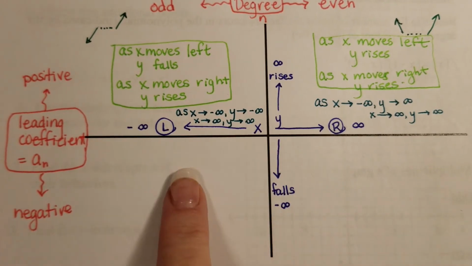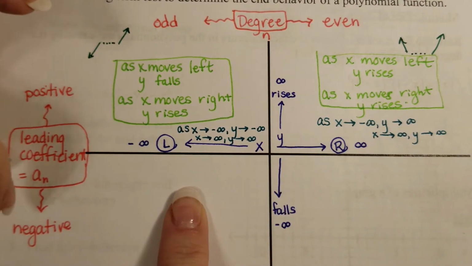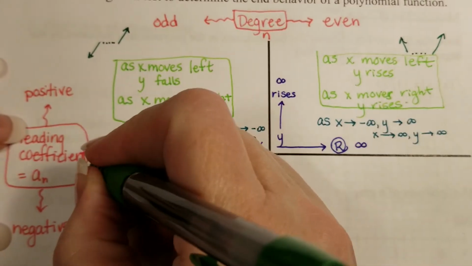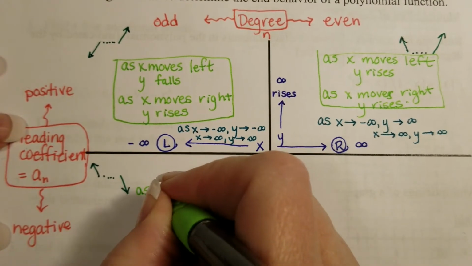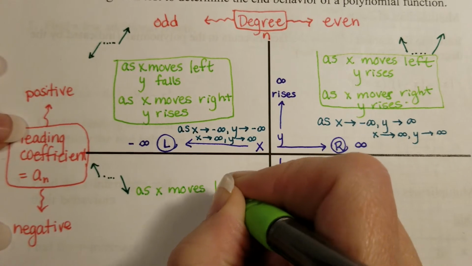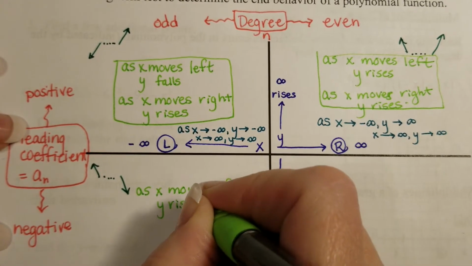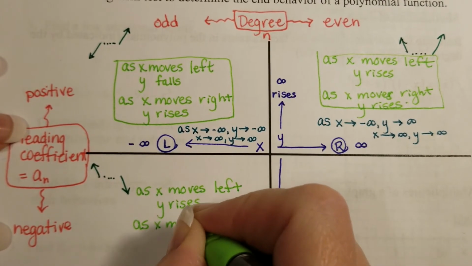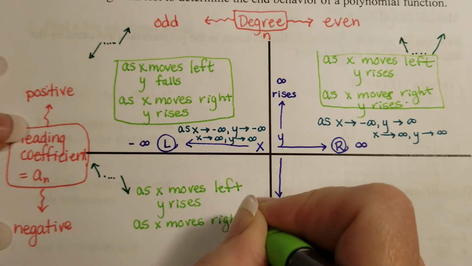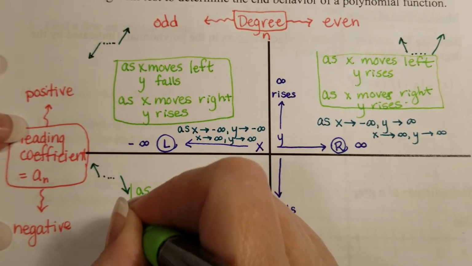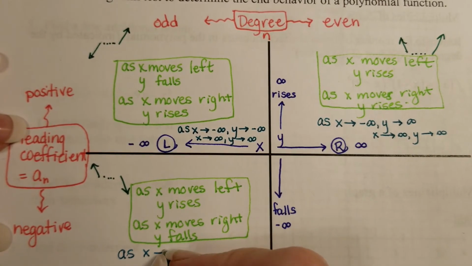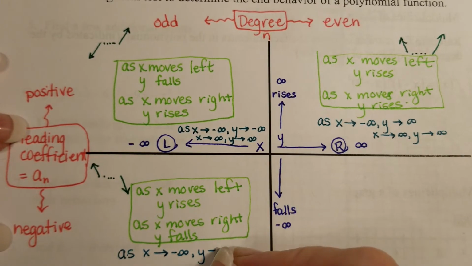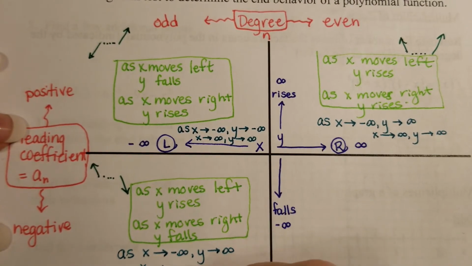When we get down to here, where the degree is odd and the leading coefficient is negative, it's going to look like this. Some stuff in the middle and the other end. So as x moves to the left, y rises. As x moves right, y falls. Or as x approaches negative infinity, y approaches positive infinity, and as x approaches positive infinity, y approaches negative infinity.